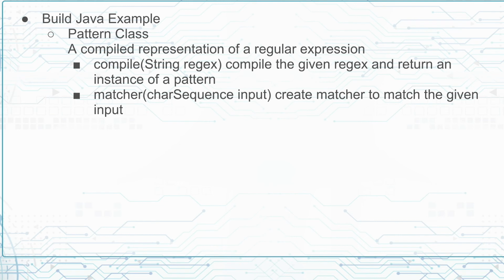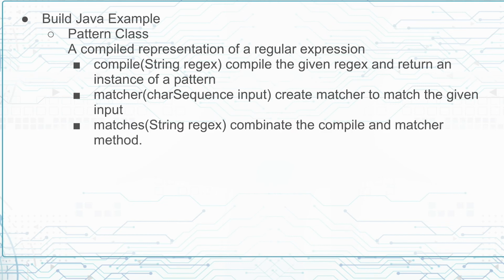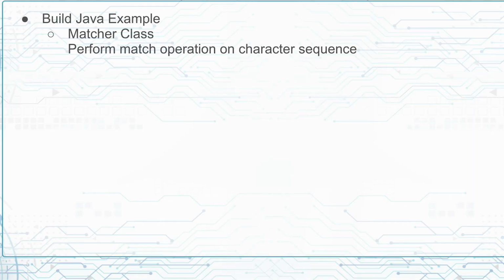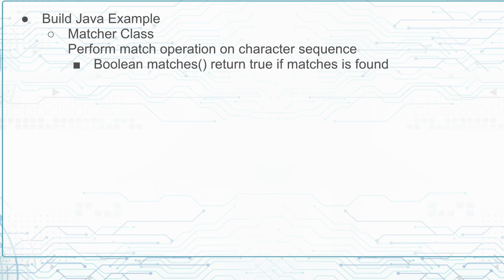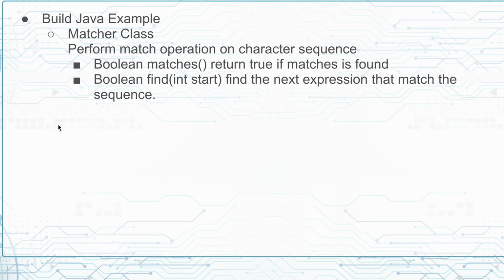We have the matcher method, which will take a char sequence input to create the matcher to match the given input. We have the matches method, which takes the regex string and combines the compile and matcher methods. And the second class is the Matcher class. This class performs match operations on the character sequence. It has first the matches method, which returns true if a match is found. We're gonna use this a lot.